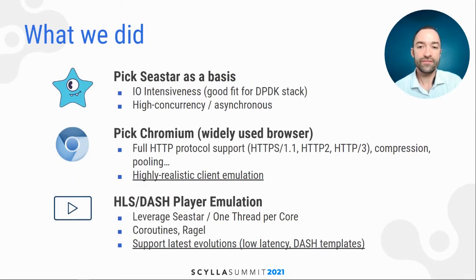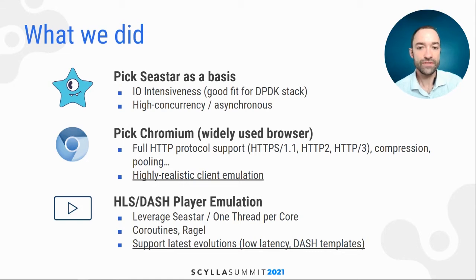So what we did is the following. We picked Seastar as a basis. Why Seastar? It's because our benchmarking application is IO intensive. It will be mostly doing receive and send over the network. So it's also a very good fit for the Seastar DPDK stack. The second thing has to do with the number of clients that we want to emulate. We were talking about tens of thousands of concurrent clients, which means that we will have a very high concurrency level. And that's a good fit for the asynchronous model of Seastar.